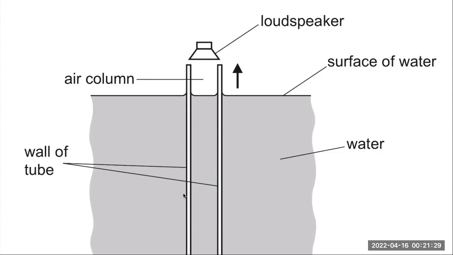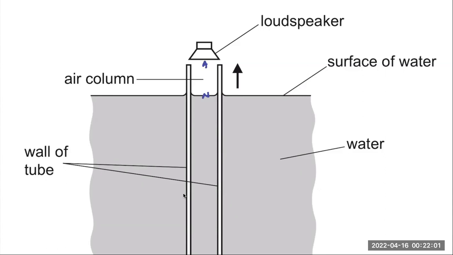When the first loud sound is heard, you'll have the bare minimum. The bare minimum is a node at the closed end and an antinode at the open end. You can't have less than that. You'll obviously need an antinode over here and a node over here. So a node and an antinode, this is what you will get. This is the type of wave that you'll get.